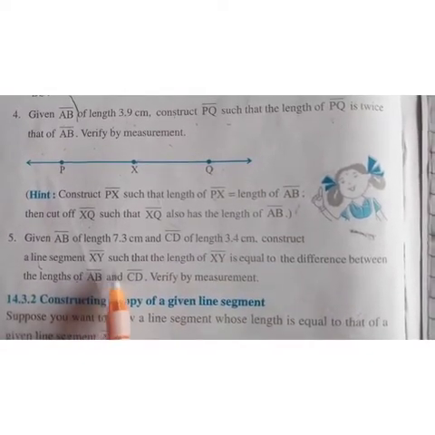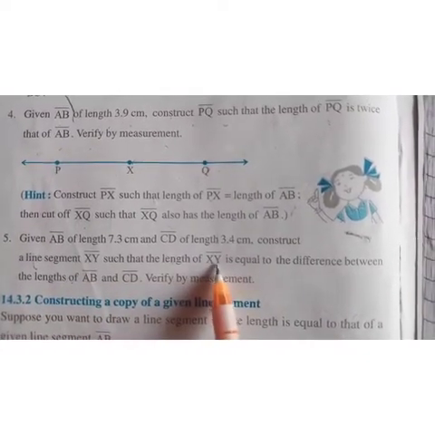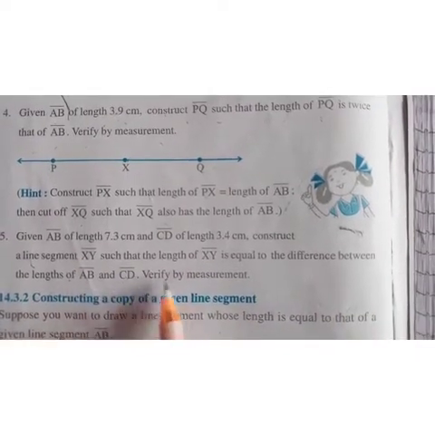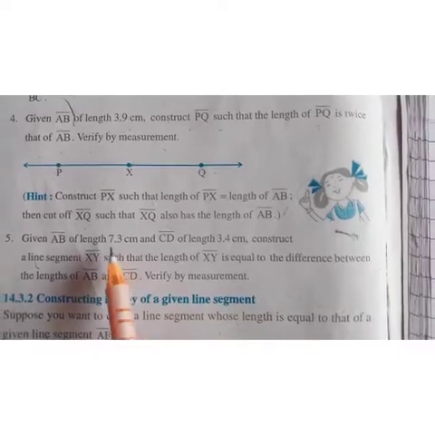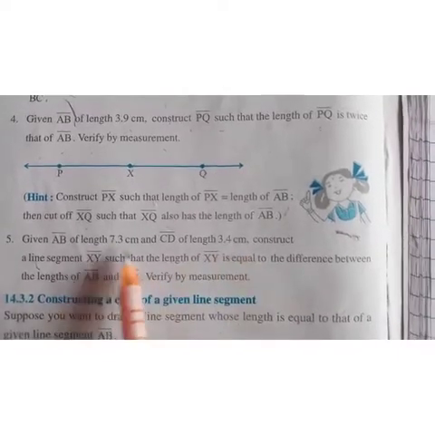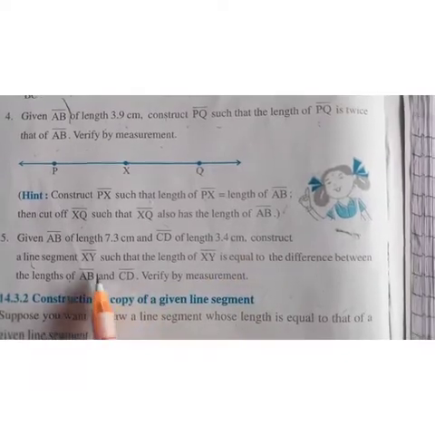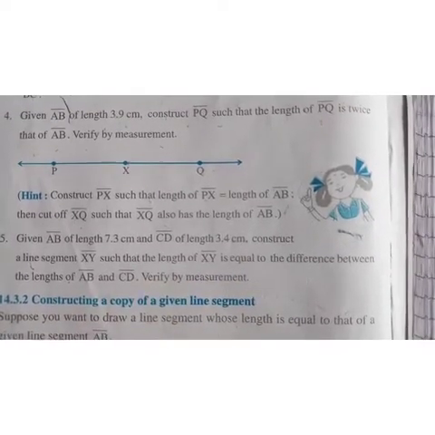Question number 5. Given line segment AB of length 7.3 centimeters and line segment CD of length 3.4 centimeters. Construct a line segment XY such that the length of XY is equal to the difference between the lengths of AB and CD. Verify by measurement. So children, these are the two lengths. First subtract them, and whatever answer you get, that centimeter line you have to draw and name it as XY.